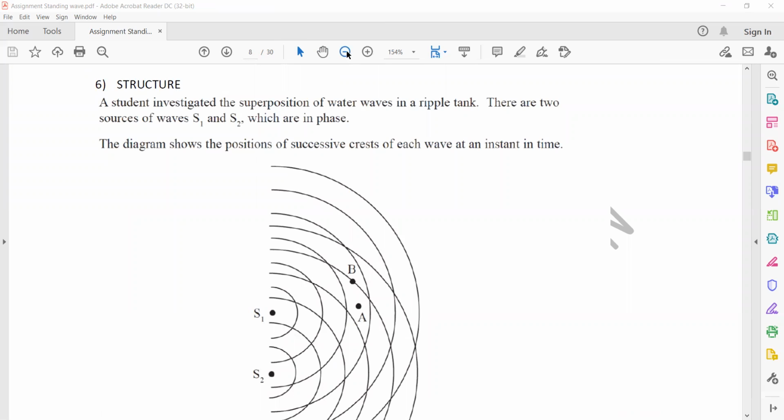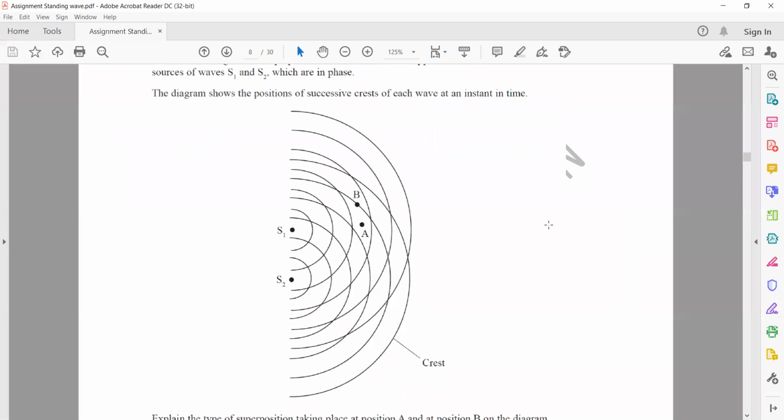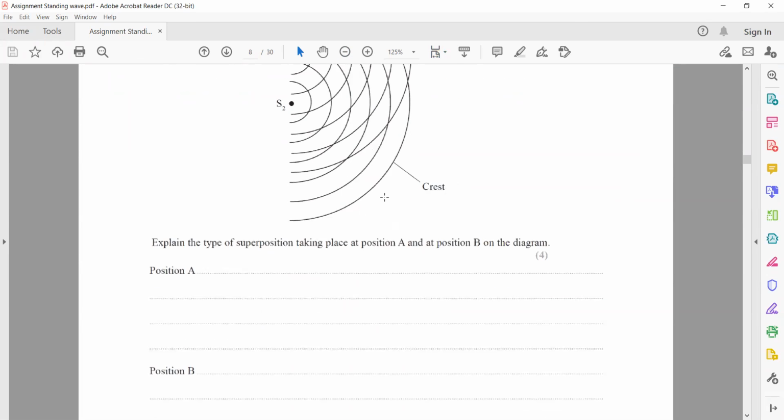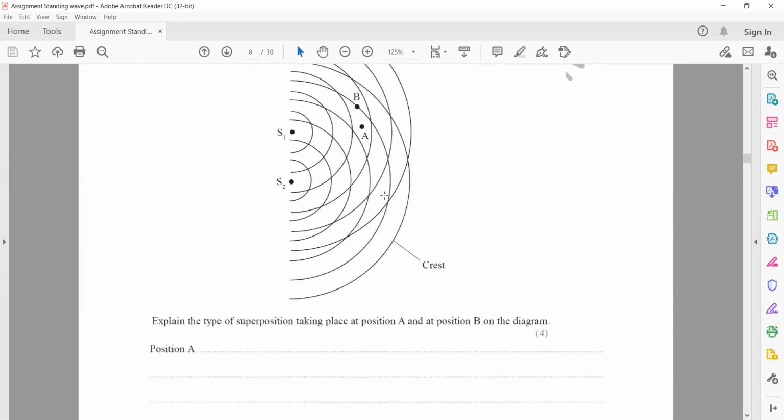Question 6. A student investigated the superposition of water waves in a ripple tank. There are two sources, S1 and S2, which are in phase. The diagram shows the position of the successive crests. Explain the type of superposition that takes place at A and at B. So at A, which type of superposition will be there?